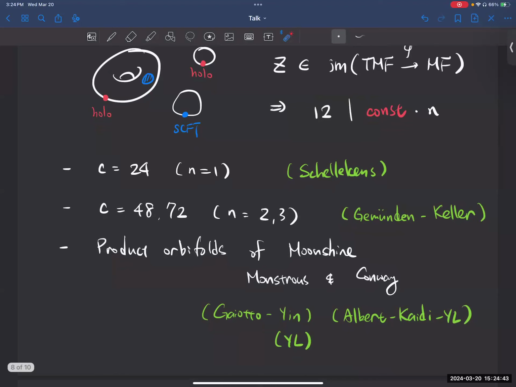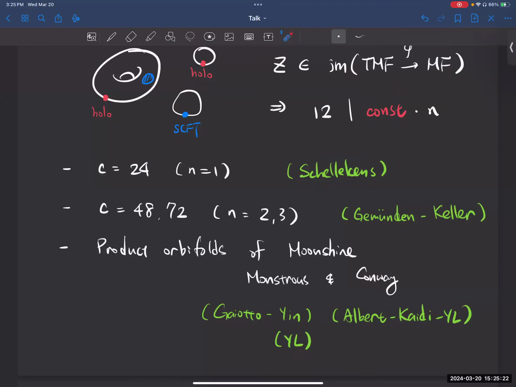It seems like a surprising claim. At least when I first realized this, it seemed pretty surprising to me, so I immediately went to look at examples. For the simplest example, c equals 24, this is famously classified by Schellekens. You can just look at his list and see that this is true: the number of spin one currents is always a multiple of 12. Going higher, there's no classification above c equals 24, but there are some constructions given by lattice VOAs under some orbifolds. I looked at those 100-odd examples, and they all satisfy this condition as well.